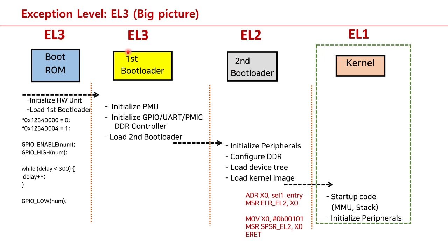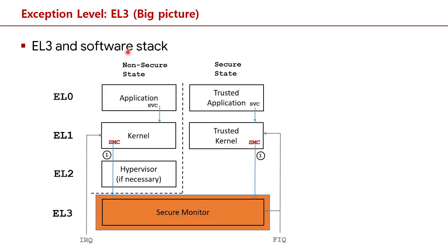After this initialization job is done, exception level 3 can be used as a gatekeeper between the non-secure world and the secure world. Please look at this. At exception level 3, the secure monitor runs. For example, if the SMC instruction is performed in the non-secure world at exception level 1, the exception level switches from EL1 to EL3. Then it moves the control to exception level 3, and software can enter the trusted corner in the secure world.